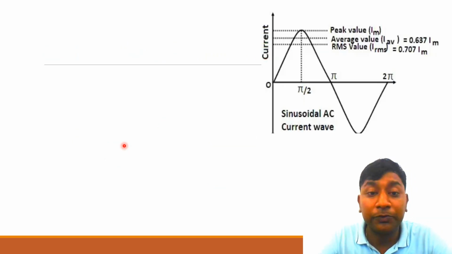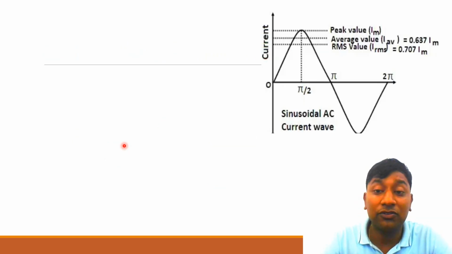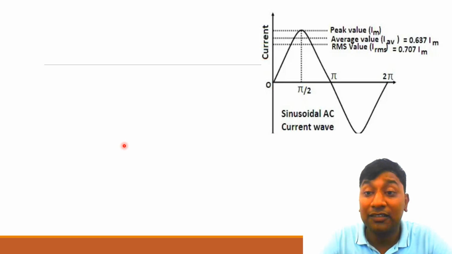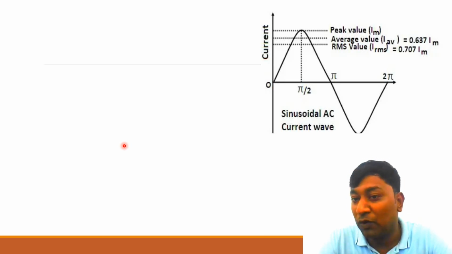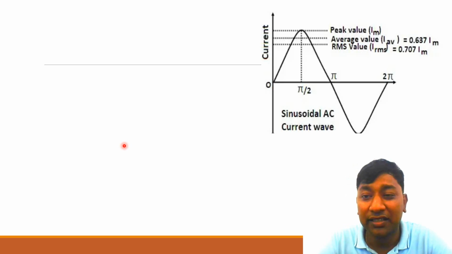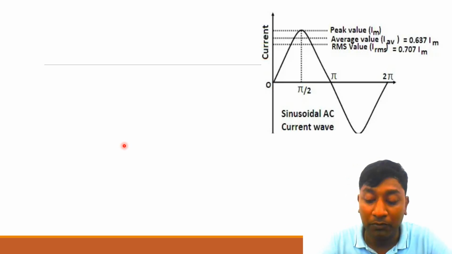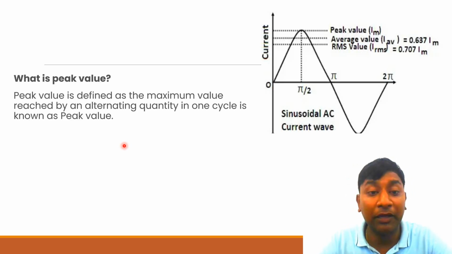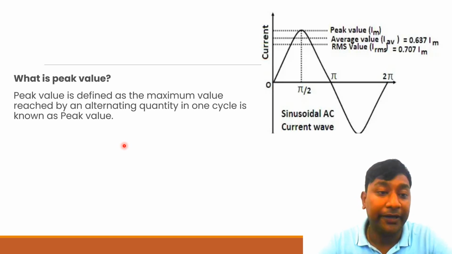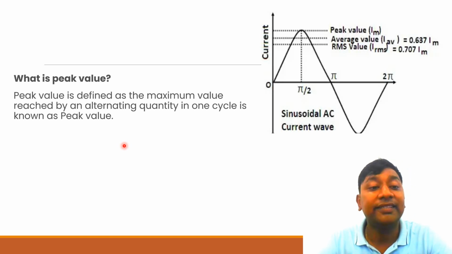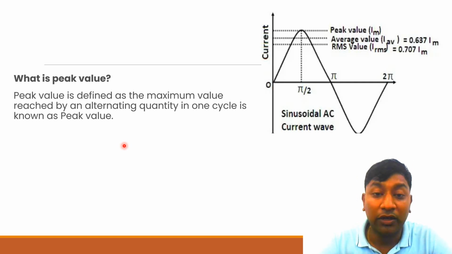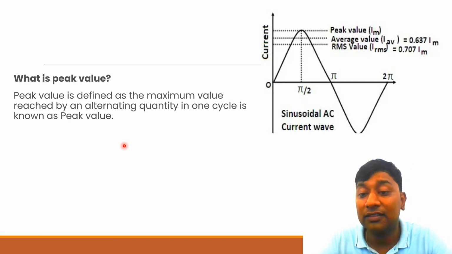Now we will see some other values: peak value, average value, and RMS value. Those are very important whenever we are trying to solve problems. The first one is peak value. Peak value is defined as the maximum value reached by an alternating quantity in one cycle.